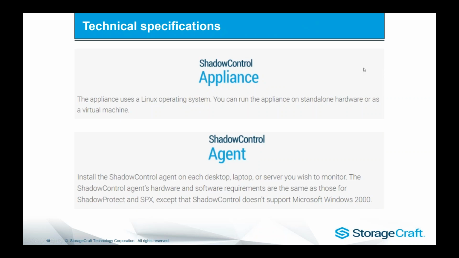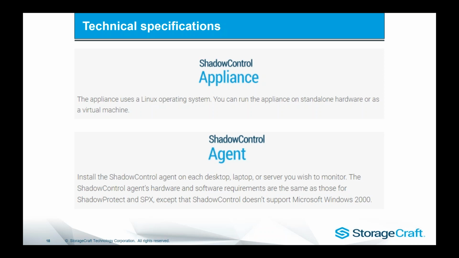So from the technical specifications, there's two pieces. There's a ShadowControl appliance. Again, most MSPs just have one. It runs in their office, in their data center, or in the cloud. And then the ShadowControl endpoint agent, which installs onto each customer's computer. It's just a very small, lightweight install, doesn't require a reboot. It can be silently deployed and activated using existing RMM tools as well.